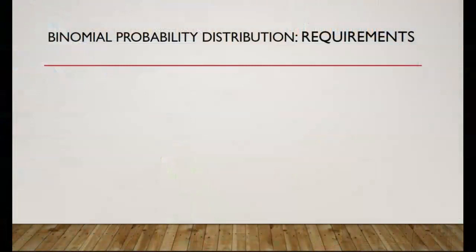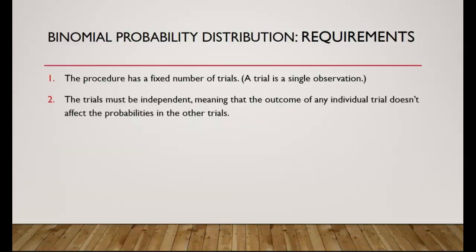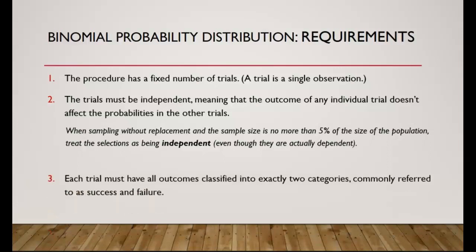A binomial probability distribution results from a procedure that meets the following four requirements. The procedure has a fixed number of trials. The trials must be independent, meaning that the outcome of any individual trial does not affect the probability in the other trials. However, when sampling without replacement and the sample size is no more than 5% of the size of the population, then we treat selections as being independent, even though they're actually dependent.